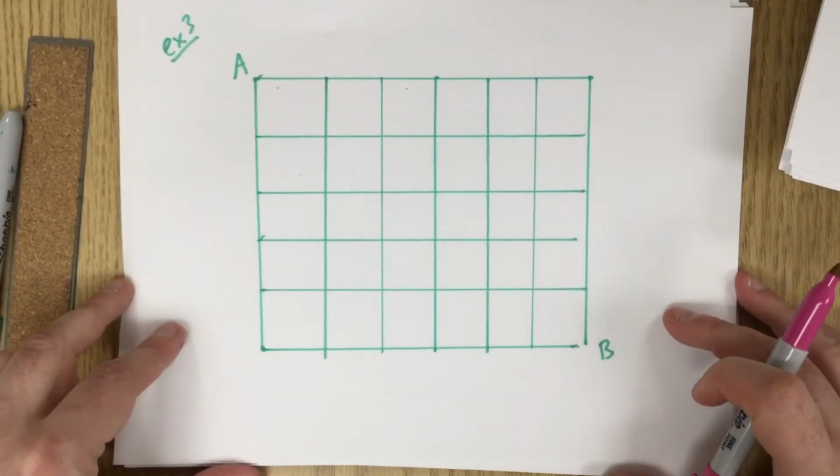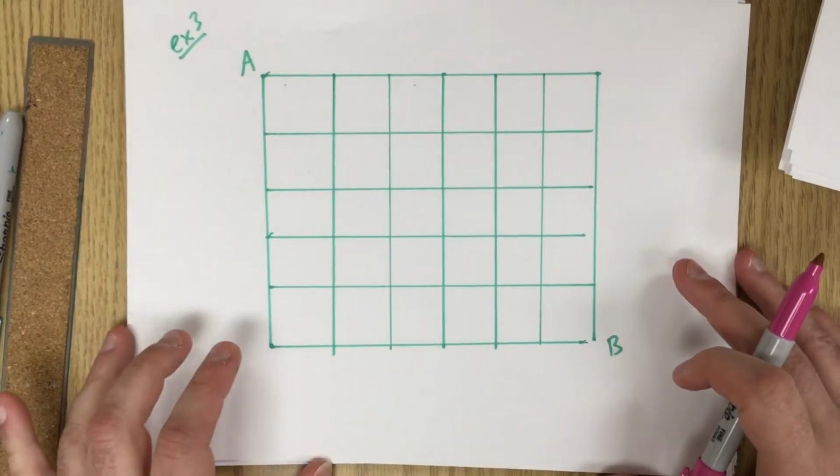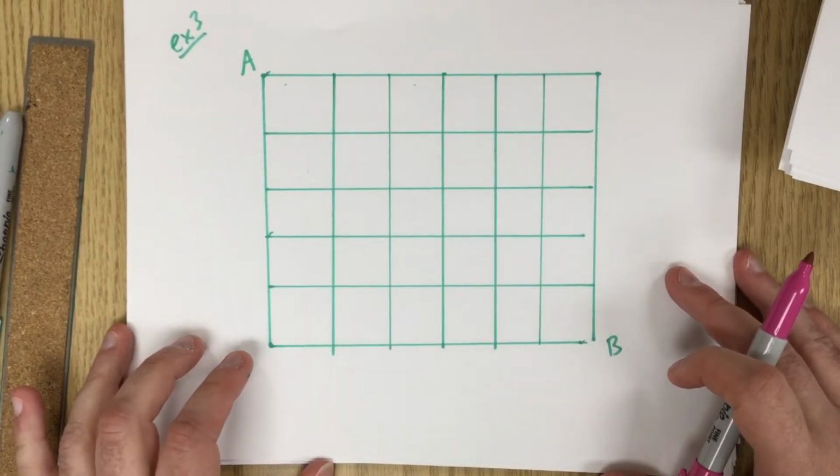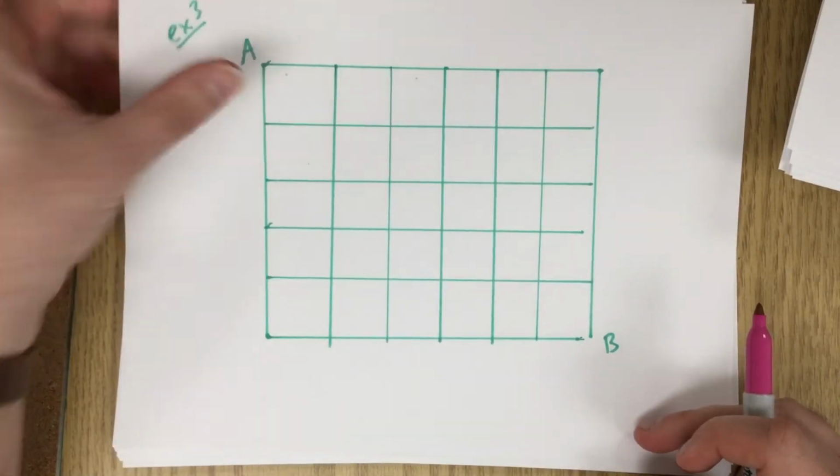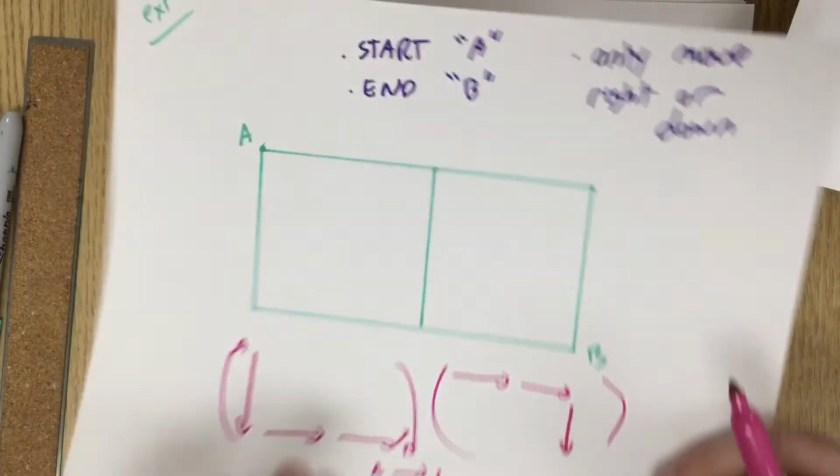Example 3. This is going to take a little bit too long. Counting all the paths to get from A to B here, we're not going to write them all out. That's not going to work. We need another way of doing this. Let's go back to the first one.